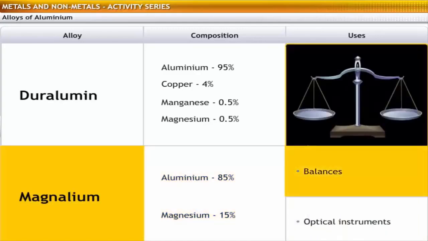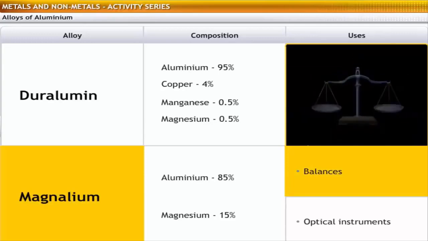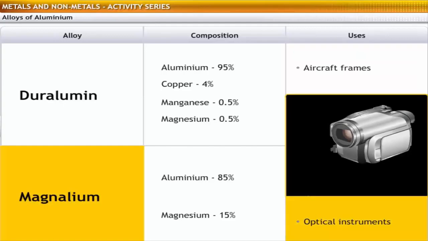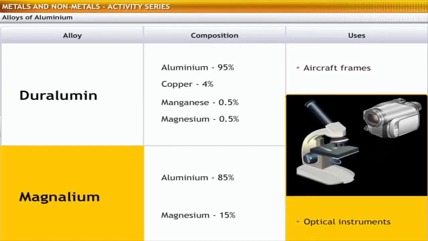Magnalium is used in the making of balances because of its high structural strength and resistance to corrosion. It is also used in the making of optical instruments like cameras and microscopes due to its light weight and resistance to corrosion.